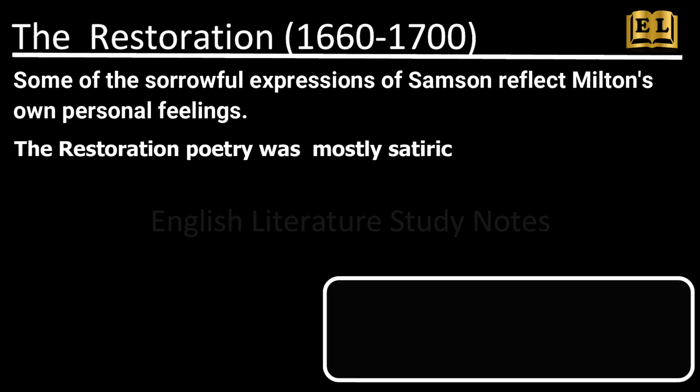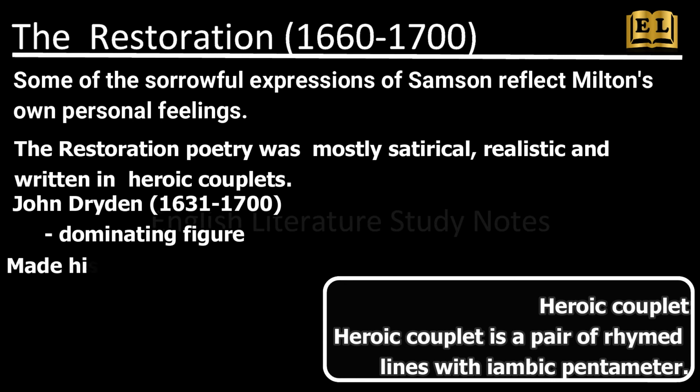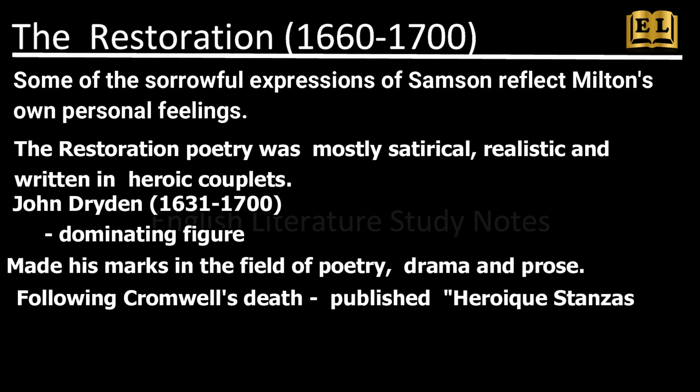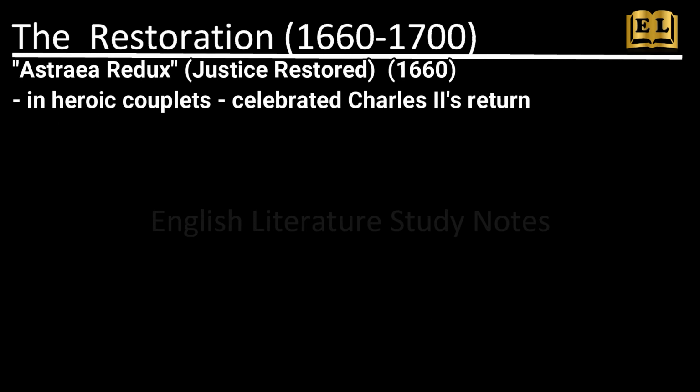The Restoration poetry was mostly satirical, realistic, and written in heroic couplet. John Dryden was the dominating figure of the Restoration period. He made his mark in the field of poetry, drama, and prose. Following Cromwell's death, Dryden published Heroic Stanzas, a group of verses that celebrated the achievements of Cromwell. The poem Astraea Redux in heroic couplets celebrated Charles II's return from exile and restoration to the English throne.